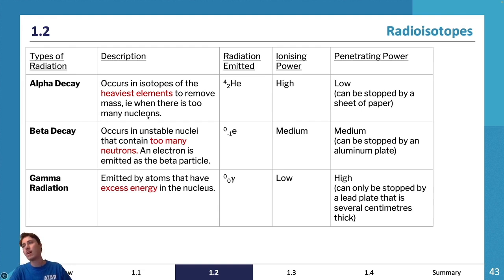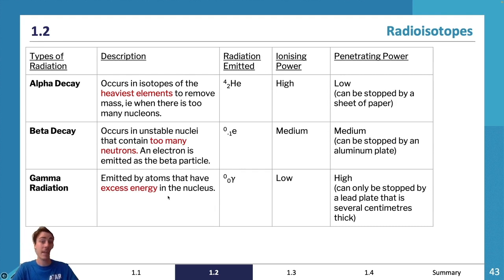Beta, on the other hand, is an unstable nucleus that contains too many neutrons, and an electron is emitted as a beta particle. So essentially what we do is we actually emit electrons instead. Because we have too many neutrons, there's issues with the mass and so forth, so they actually emit an electron first. They then sort of move to alpha decay afterwards, and they go, all right, I'm sick and tired of this neutron, and get rid of it. This just emits an electron. As I said, electrons are a lot smaller, therefore you actually need sort of a metal plate to stop it. So aluminium, it's not very dense, but it's dense enough. And that's what's going on there.